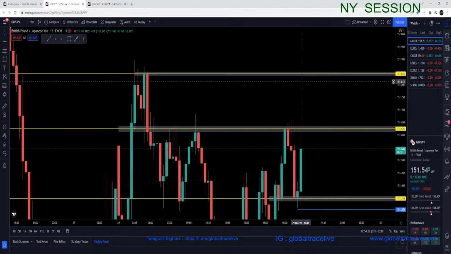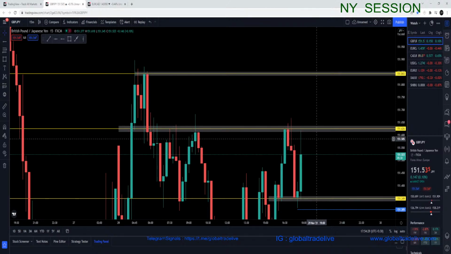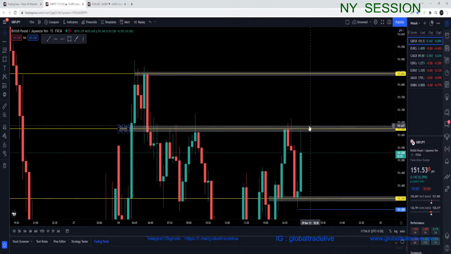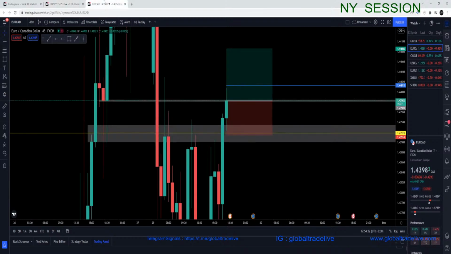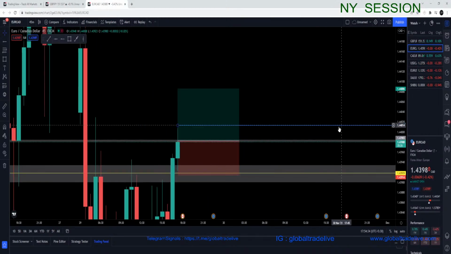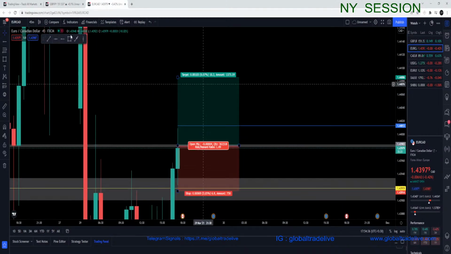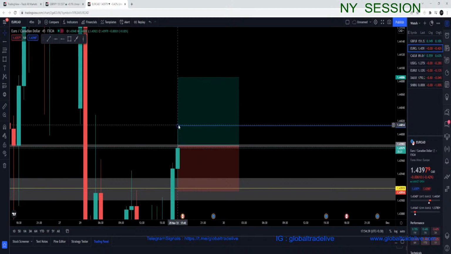So to move all the way up, GBP should close above this level. EuroCAD moving up again. So once this candle breaks this high, I'm gonna execute and buy.